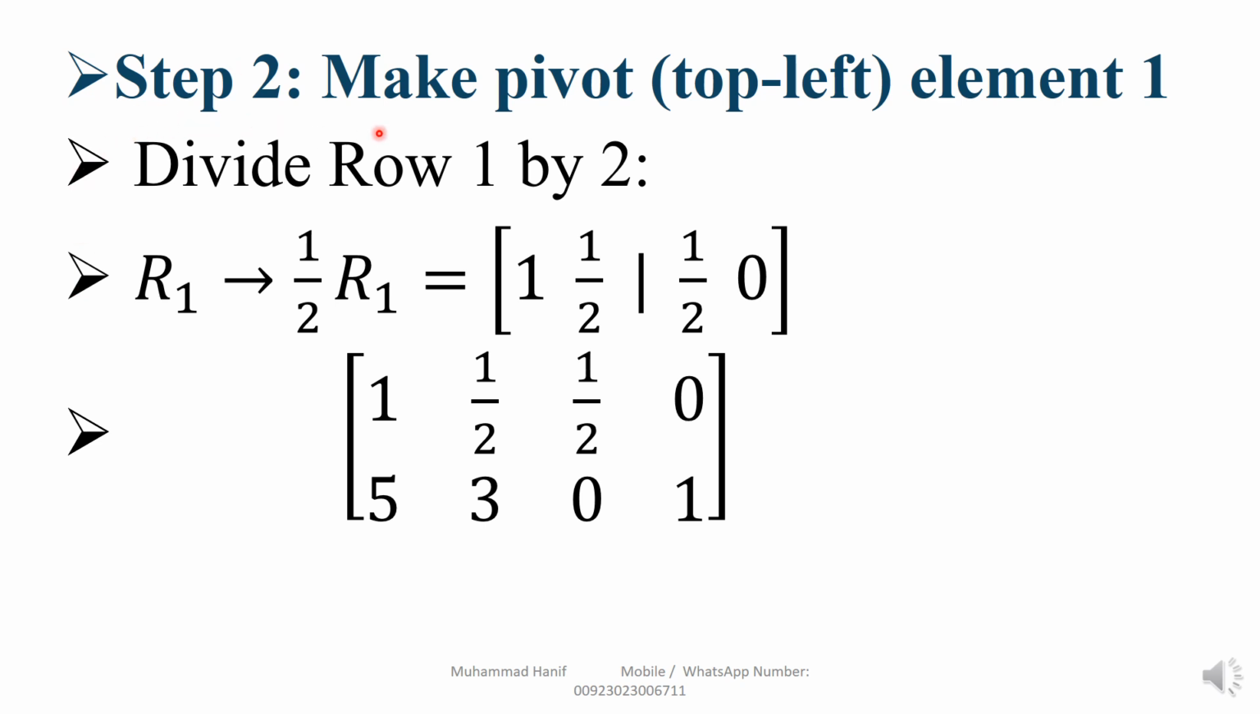Step 2. Make the pivot, the top left element, 1. Divide by 2. R1 means first row. So R1 becomes 1 upon 2 multiplied by the first row. You now get this answer, and you write it here.